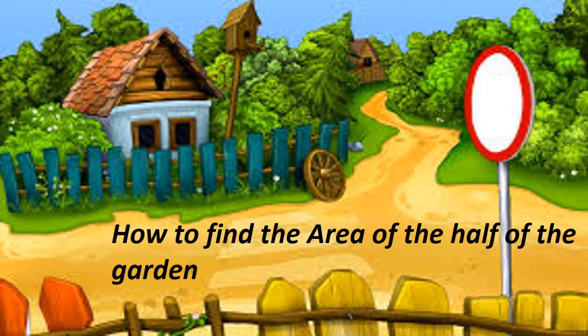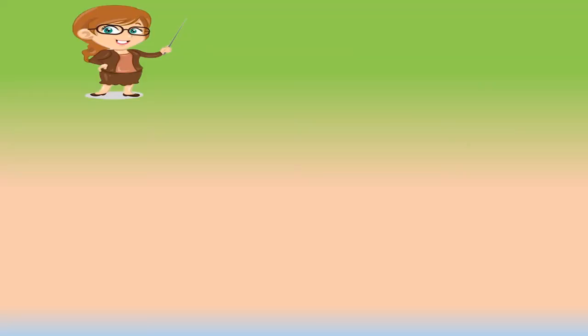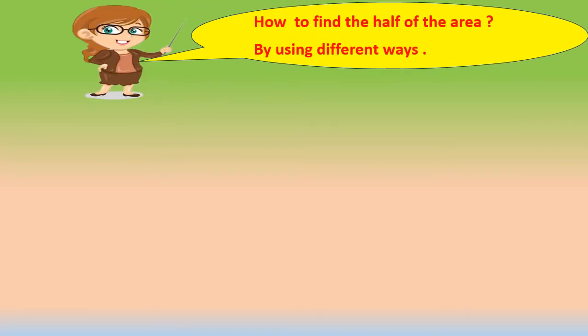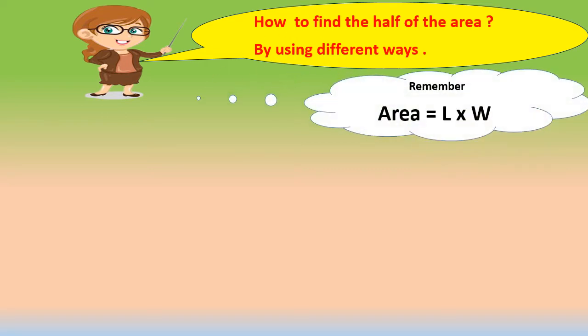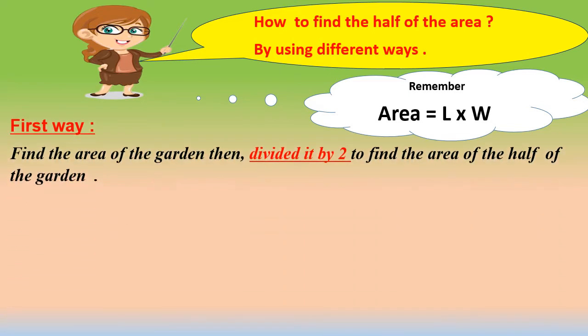How to find the area of the half of the garden? How to find the half of the area by using different ways. The area equals what? Remember that the area equals length times width. I know that from the first term, right? First way, I will find the area of the garden, then I will divide it by 2. By 2, why? To find the half of the area, to find the area of the half of the garden.